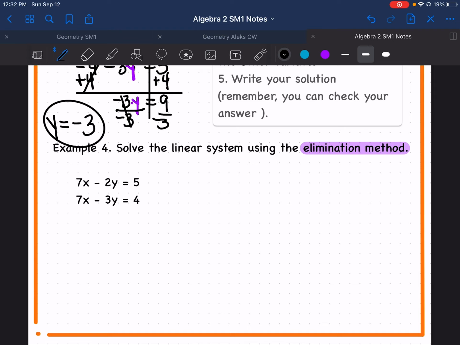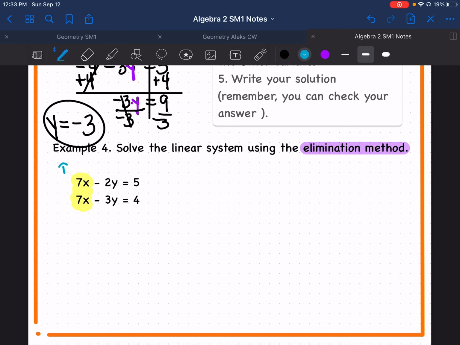Now I'm going to look to see if we have the same coefficient in front of the x's. I always check x first. Look at that, 7, 7. There's my same coefficient. Now I'm going to go ahead and look at them.